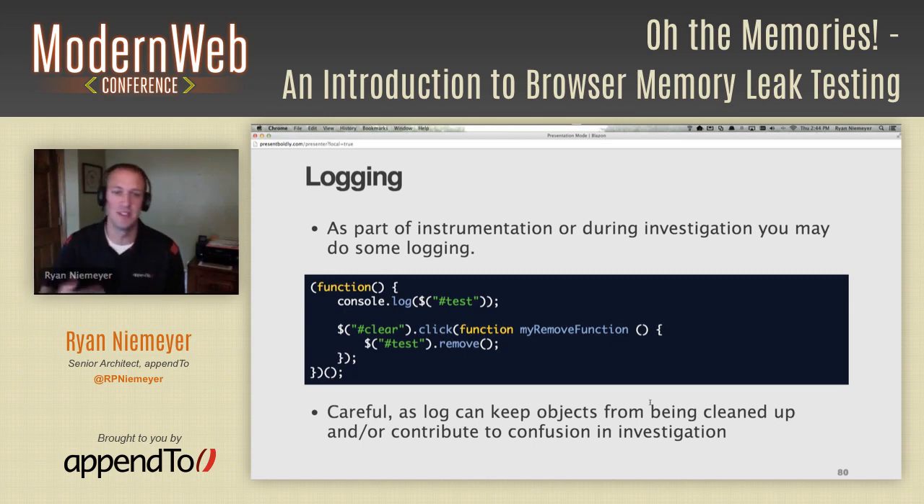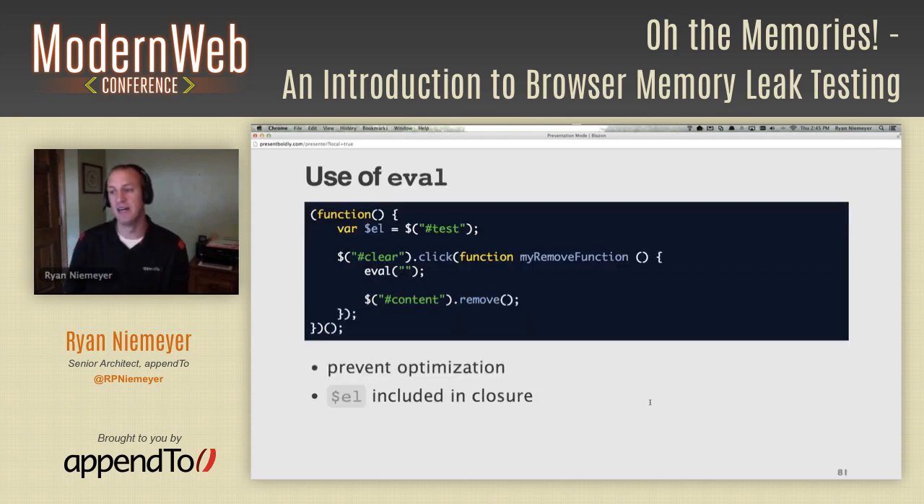Maybe I logged out the parent to see where this thing's getting rendered. If it's in that console, it actually won't get released, and you could start setting everything you can think of to null, and it still won't get removed. So just as part of investigation, be careful with that console. And the use of eval.